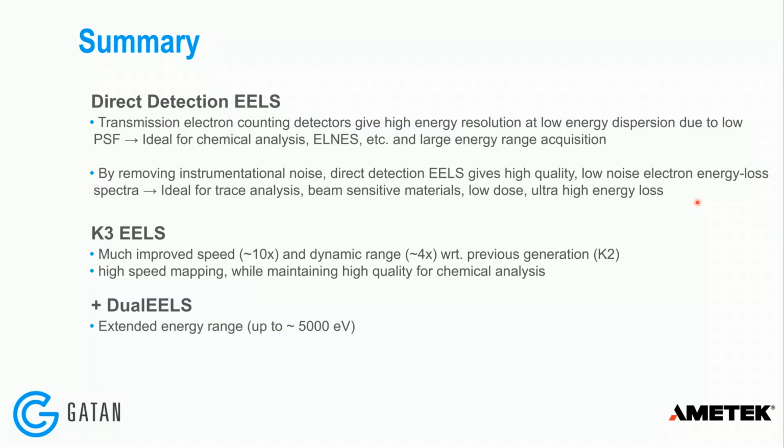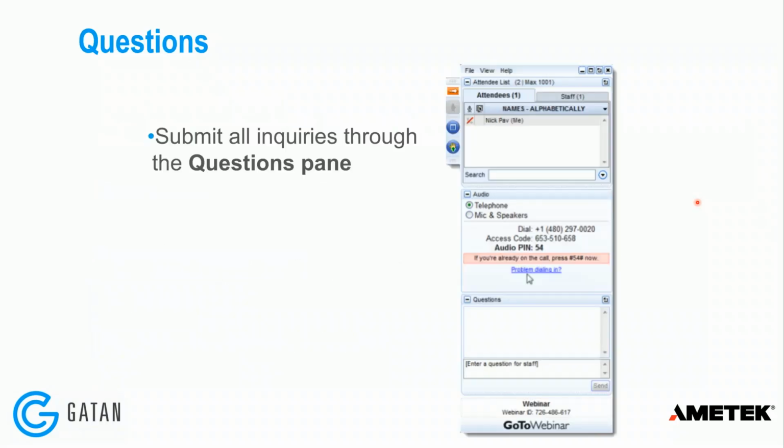So DualEELS is great because it gives us the extended energy range, up to 5000 eV if we want to use the maximum energy range. Or we can do something like the previous example where we overlap the spectra a lot, so we can get extended dynamic range, which is really great for low loss analysis. So that's it. If anybody has any questions, feel free to submit them to the questions pane.